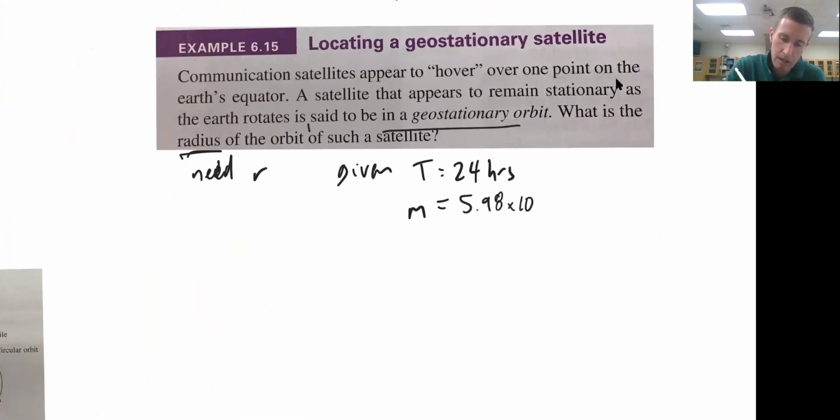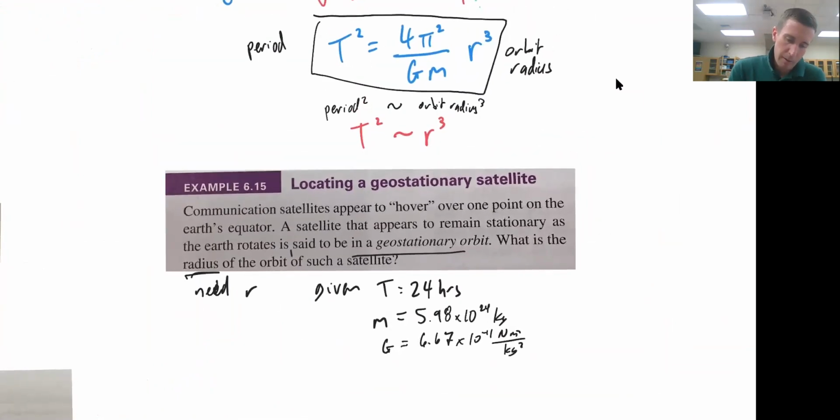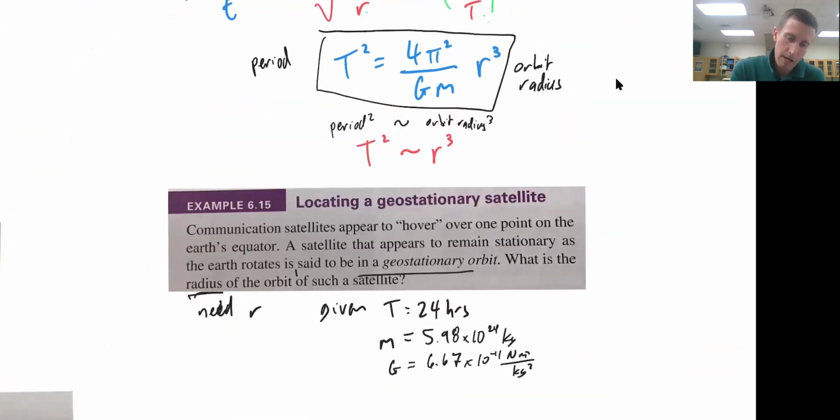5.98 times 10 to the 24 kilograms. And then I can remember that big G was 6.67 times 10 to the negative 11th newton meters squared over kilograms squared. I'm going to use that gnarly equation from up above, right? Because I need radius, I've got period, I've got G, I've got M, I know 4 pi.